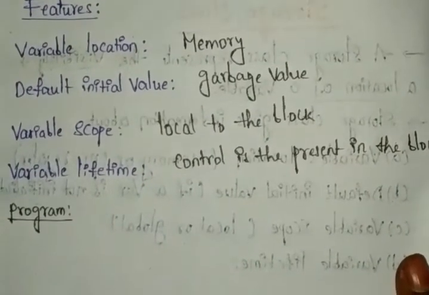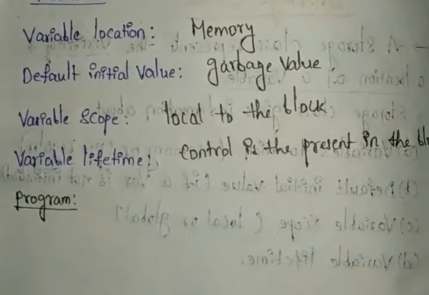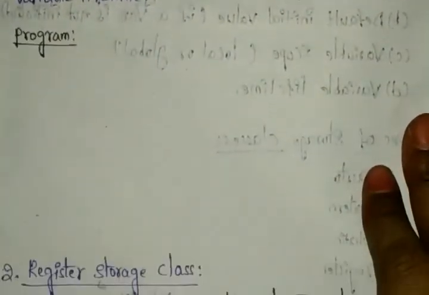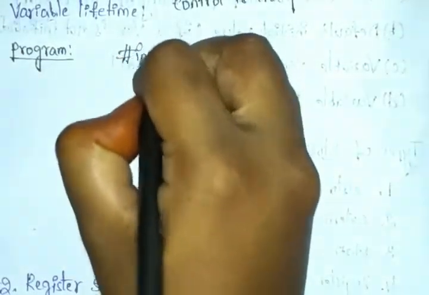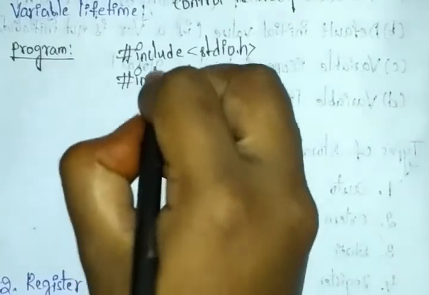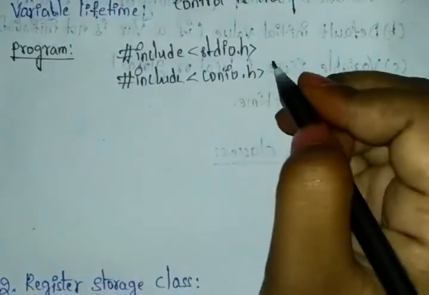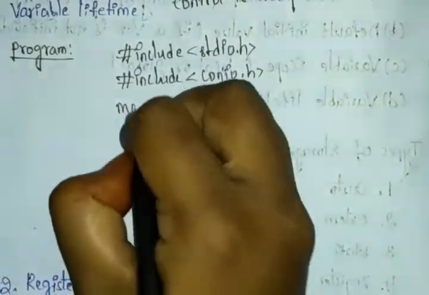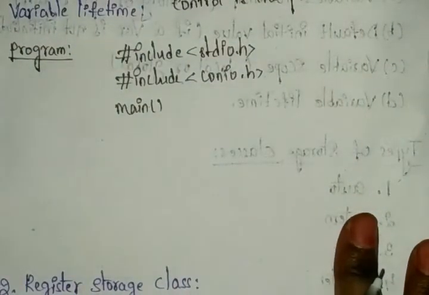Okay, so let's see one simple program to define our automatic storage classes. How will it look, let's see. First I am choosing hash include stdio.h, and next hash include conio.h. These two are our header files in the C language. And next I am choosing the main function. See here, the two variables are stored as local variables. So that's why I am starting the main function.